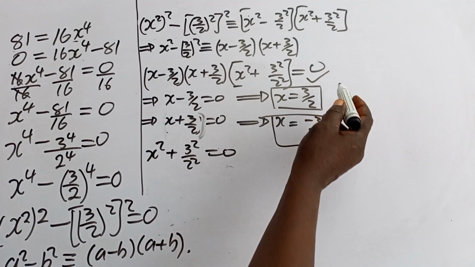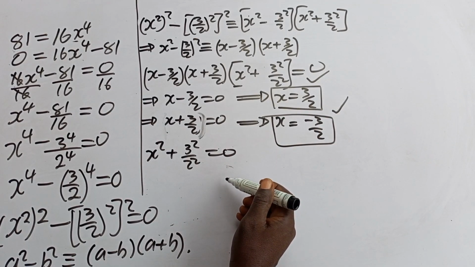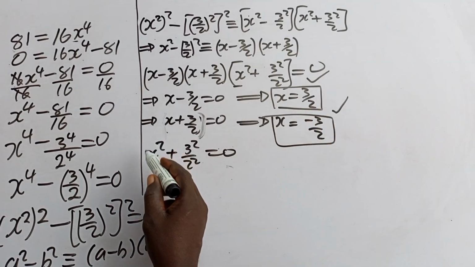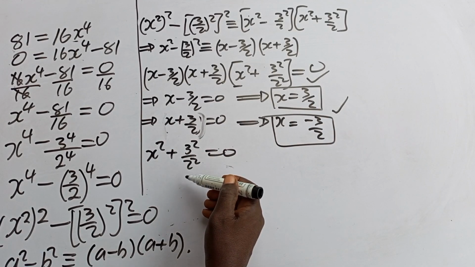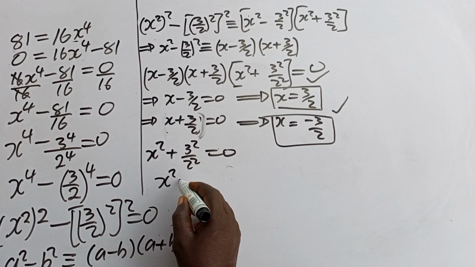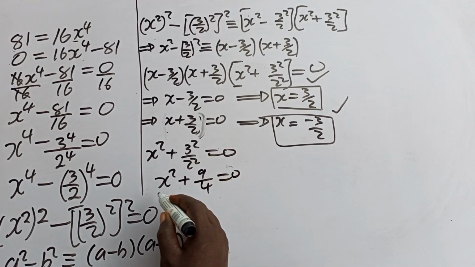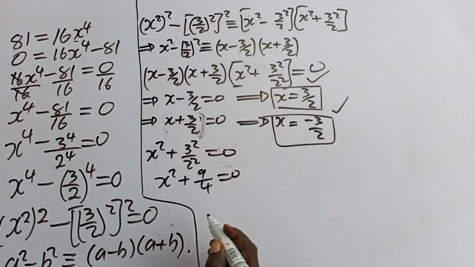Okay, so we have had the first two solutions. Remember, we are expected to have 4 solutions. These are the first two. This is a quadratic equation which will help us get the remaining 2 solutions. Now this is the same as x squared plus 3 squared is 9, 2 squared is 4, is equal to 0. This is the quadratic equation that we have to solve.